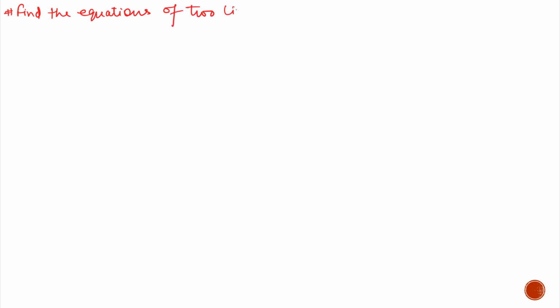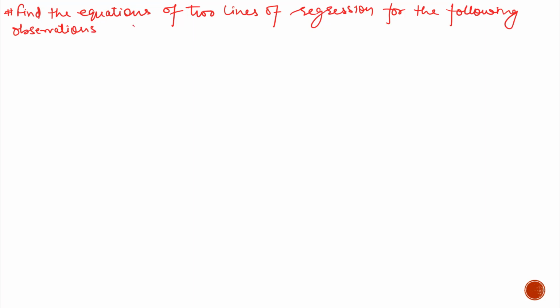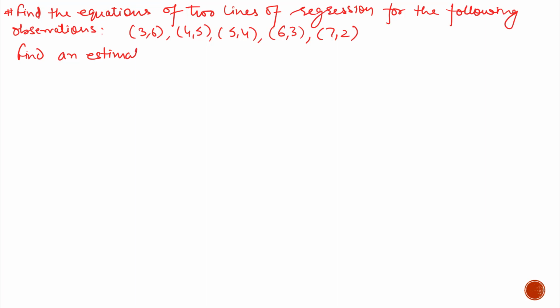Now the next example, when you want to find the regression line when the values of x and y are given to us. Find the equation of two lines of regression from the following observations: 3, 6; 4, 5; 5, 4; 6, 3; and 7, 2. And find an estimate of y for x equals 2.5.